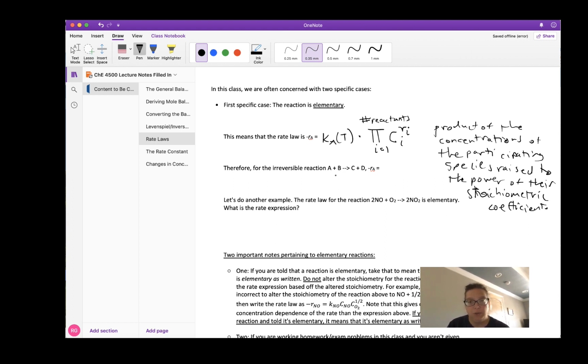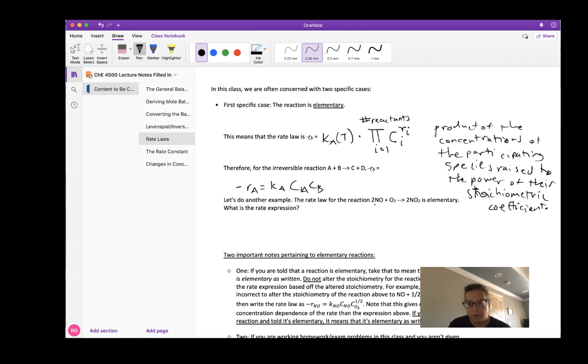So if we go back to our example, A plus B goes to C plus D, then the rate law would be, in this case, k_A(T) C_A C_B. So in this reaction, the stoichiometric coefficients on both A and B are 1. So here in this power law model, I set the exponents of the concentration of A and the concentration of B both to 1. And I do that because I've made the assumption that the rate law is elementary.